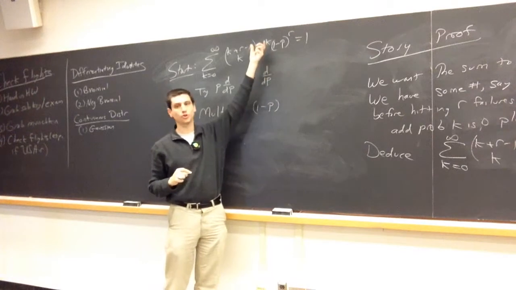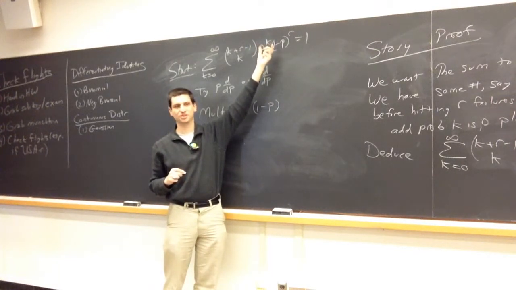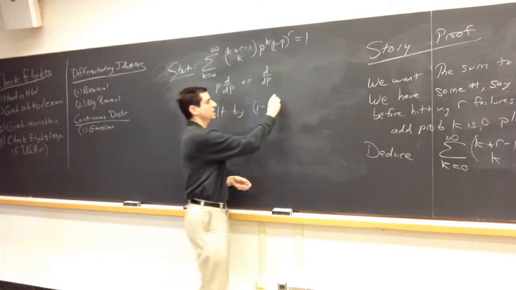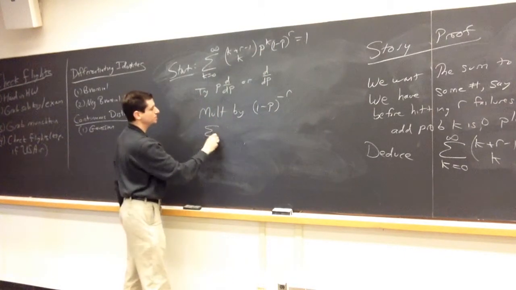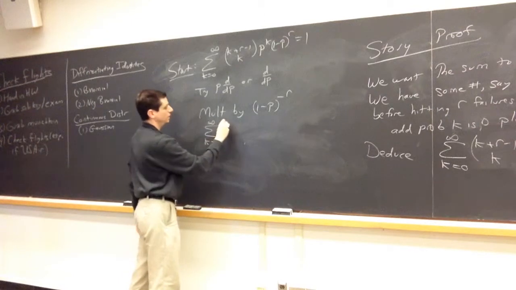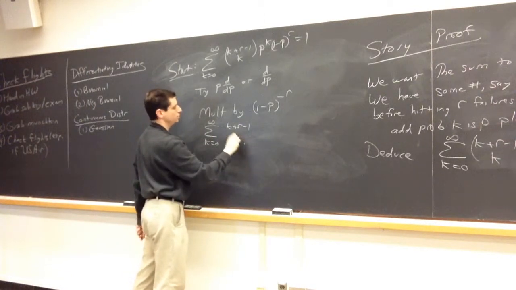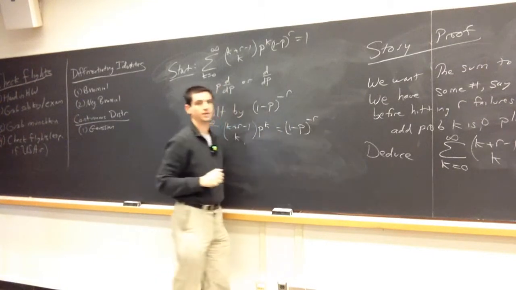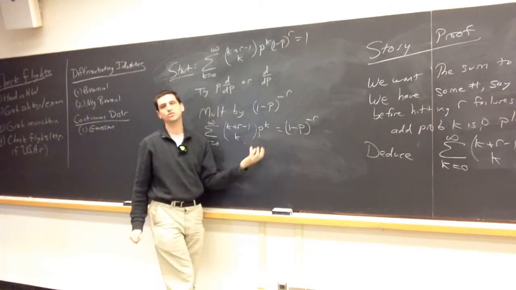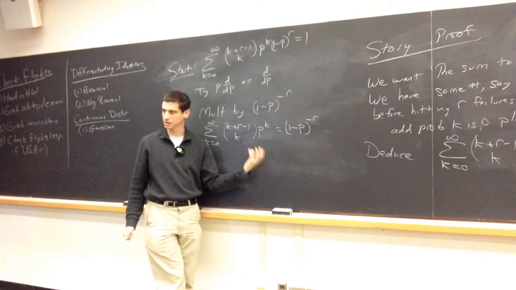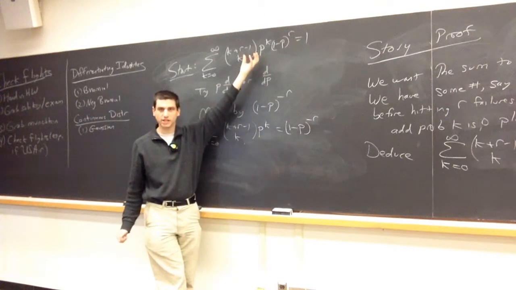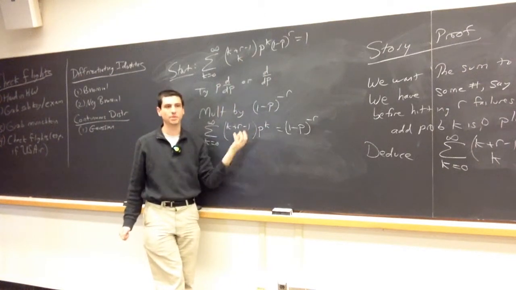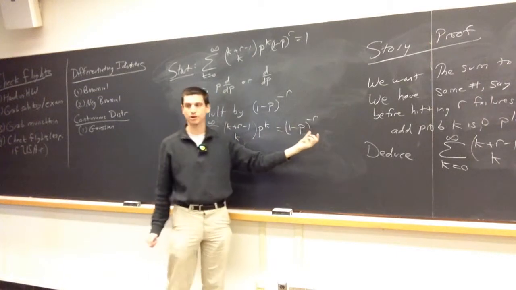I claim there's a really good choice of power of 1 minus p. What power should I use? It'll make this side so much nicer. Not 1 over r, negative r. Because if I multiply by negative r, I now get the sum, k goes from 0 to infinity, of k plus r minus 1, choose k, p to the k equals 1 minus p to the negative r. And again, it simplifies the algebra a little bit. You can do it directly here, but if you can learn these tricks, it'll make the algebra nicer. What's nice now is I no longer have a product rule.